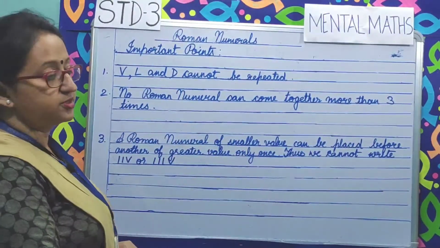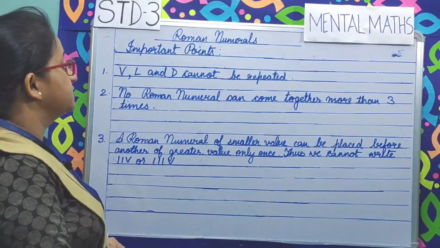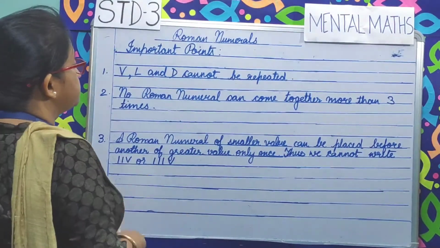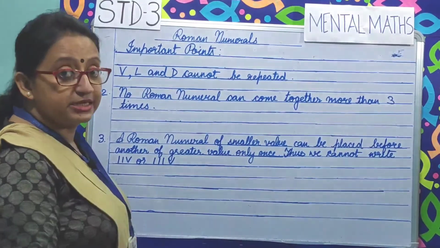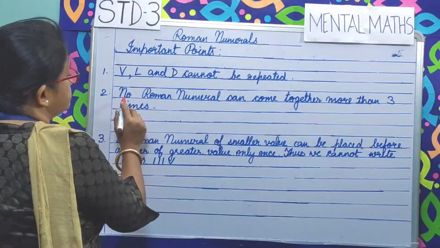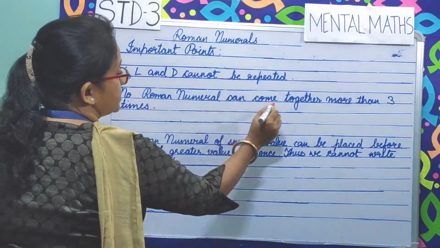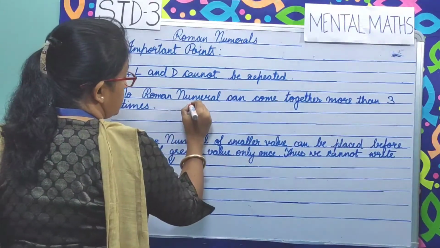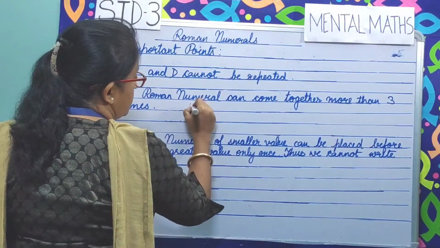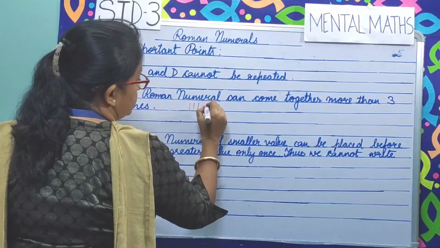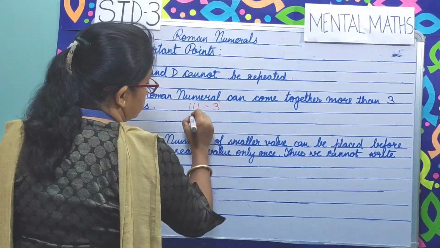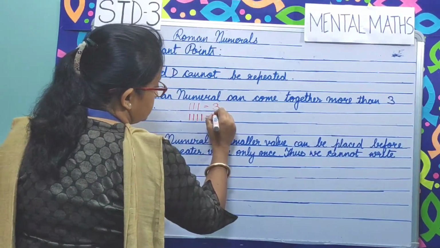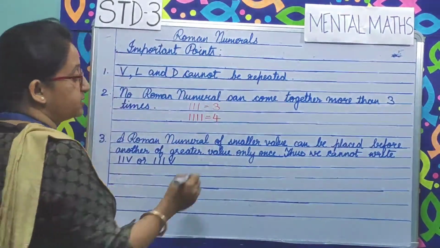Important points on Roman numerals. Point number 1. V, L and D cannot be repeated. You cannot repeat V, L and D. Number 2. No Roman numeral can come together more than 3 times. That means III equals 3. But if you write it 4 times, it does not become 4. That is wrong.